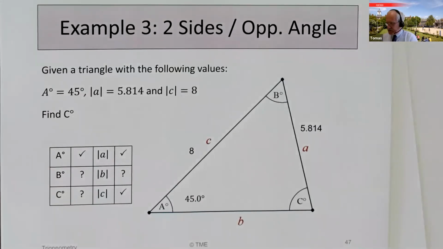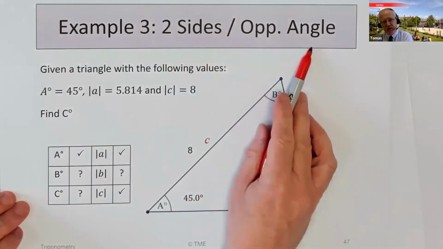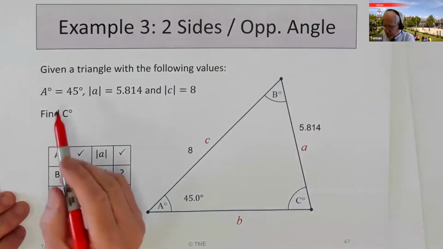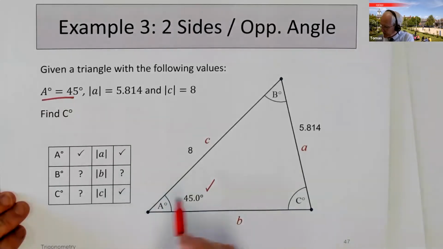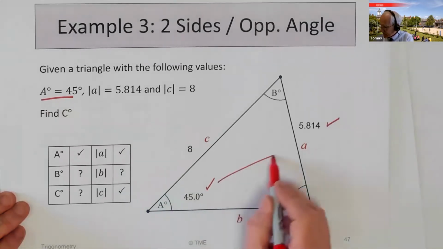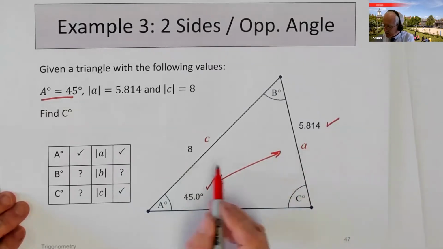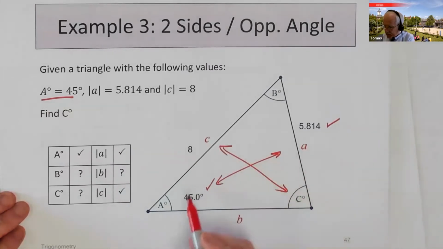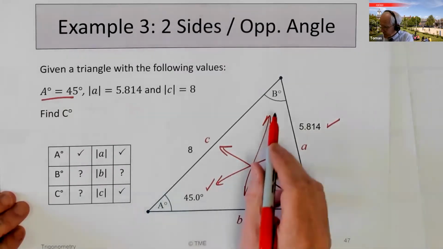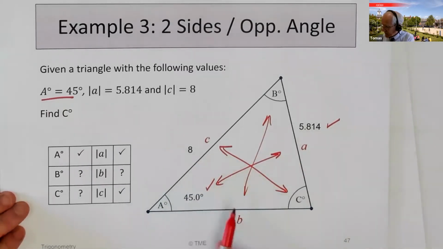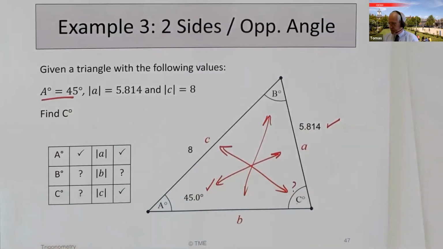So what else can they ask? Here they ask a question and they say two sides and the opposite angle. So we've got the angle 45. We're told that A is this. So that's A with A, and C with C, and B with B. We don't know B, but we know C, and we don't know this angle. Find the angle C is what I'm looking for.